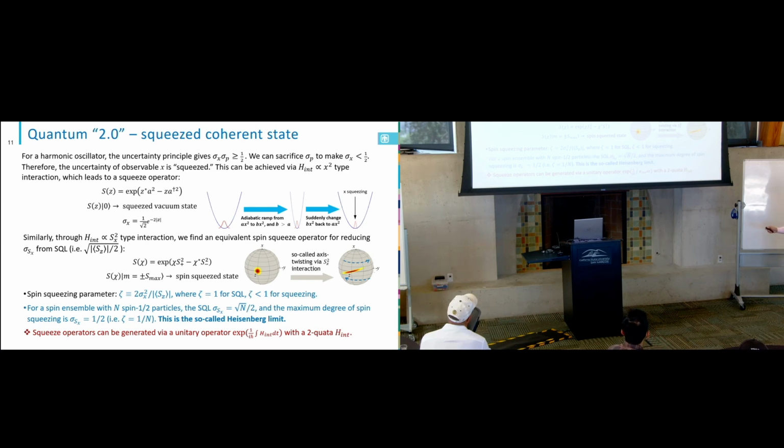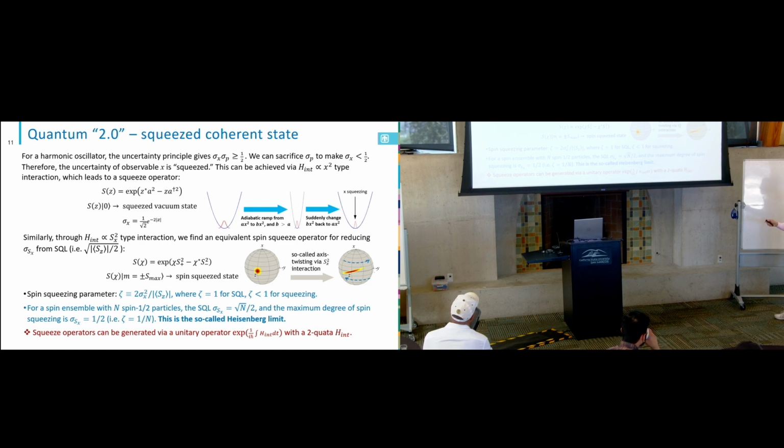Okay, then quantum 2.0. My definition of quantum 2.0 is if you can make the quantum sensing with a precision or sensitivity better than the standard quantum limit, then that's what I mean by quantum 2.0. And in order to achieve that, we have to use a non-classical quantum state, meaning not the coherent quantum state. You have to use some other kind of state, for example, squeezed spin state for spin systems.